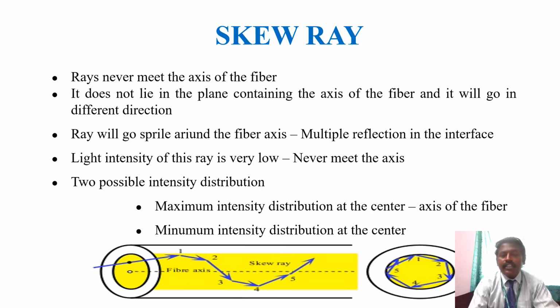The light intensity of this ray is very low, so it never meets the axis. There are two possible intensity distributions in a skew ray. One is maximum intensity at the center, that means at the axis of the fiber, and the other is minimum intensity at the center. There is maximum intensity at the center axis of the fiber and minimum intensity where we have the meeting point of core and cladding.